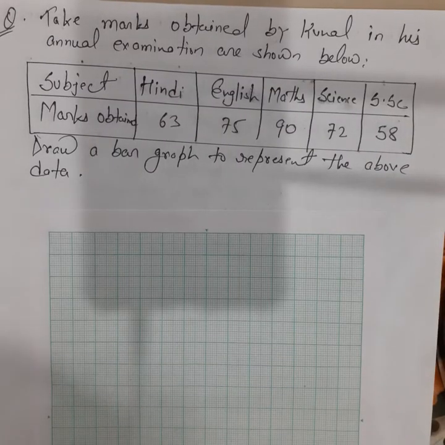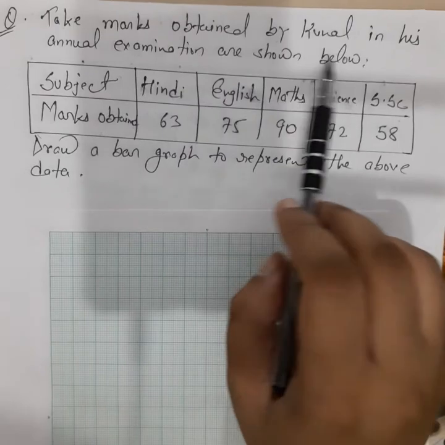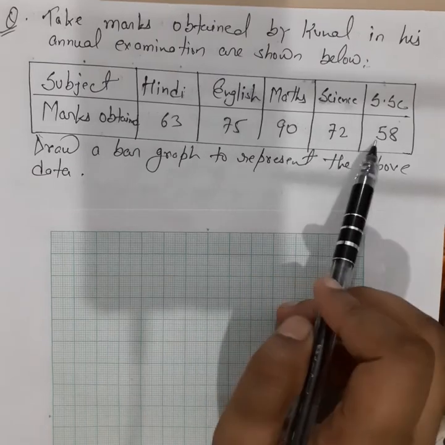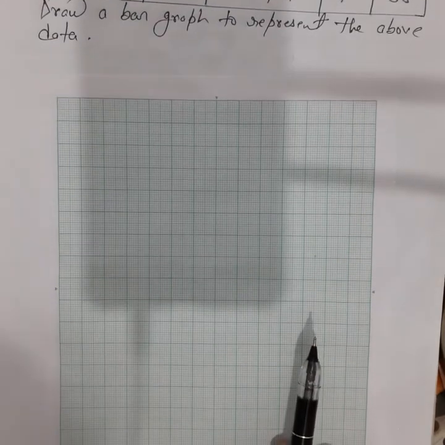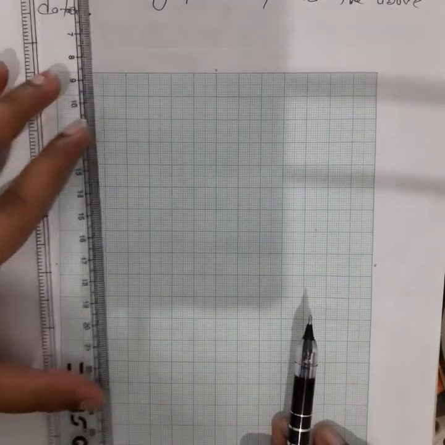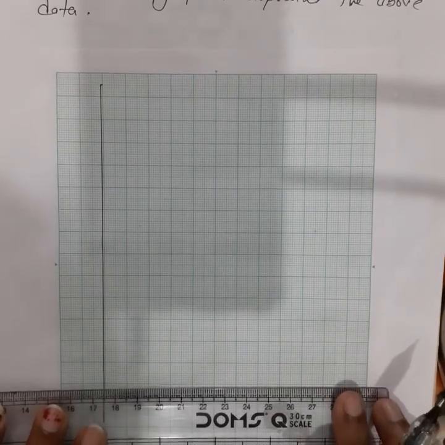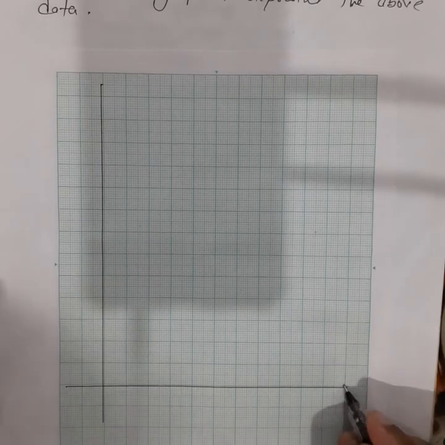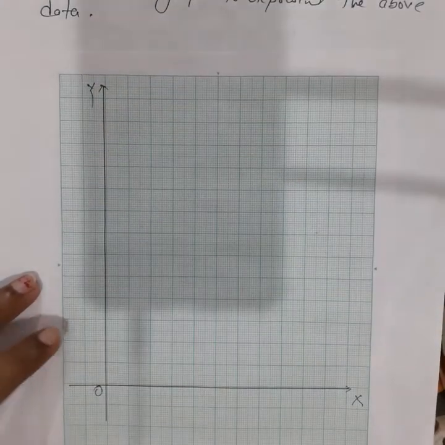Now the next question is, the marks obtained by Kunal in his annual examination are shown below: Hindi, English, Maths, Science and Social Science, and marks are given here. Draw a bar graph to represent the above data. What we have to do? First, we have to draw a vertical as well as a horizontal line. This is my vertical line and this is the horizontal line. Now, this is O, this is x-axis and this is y-axis.